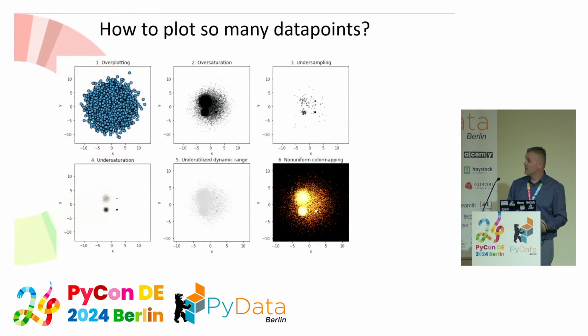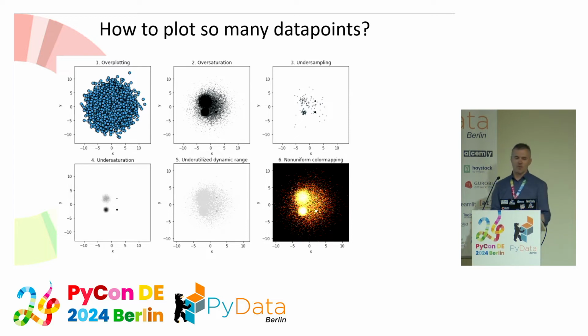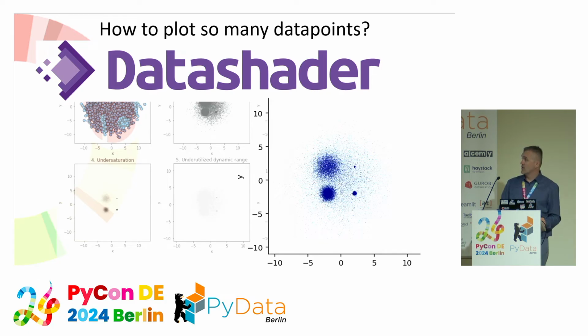And what are actually the pitfalls of plotting this amount of data? If you just throw a few thousand points, then you have all sorts of problems of how do you plot this. And this is the first time Python actually helped us. So these are all kinds of problems that you can bump into by trying to plot this many points. If you use spheres, then you get these overlaps, you don't see anything. Then you have oversaturation, undersaturation, underutilized dynamic range, and non-uniform color mapping. So these are all the problems that you can come across.